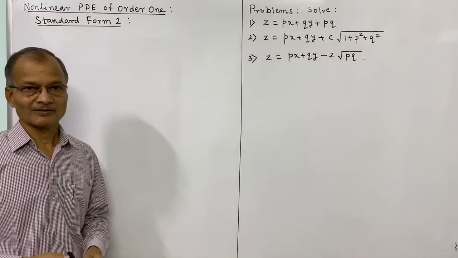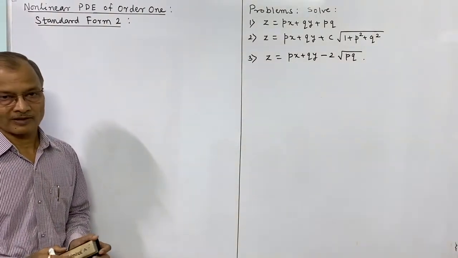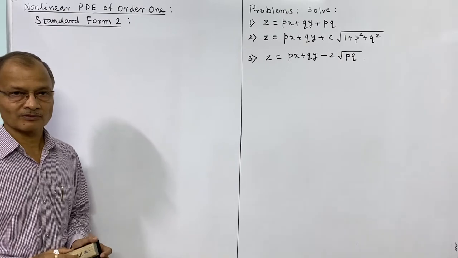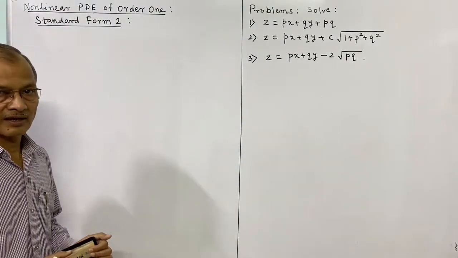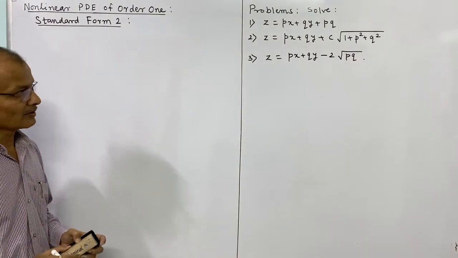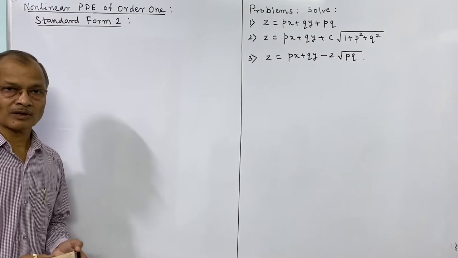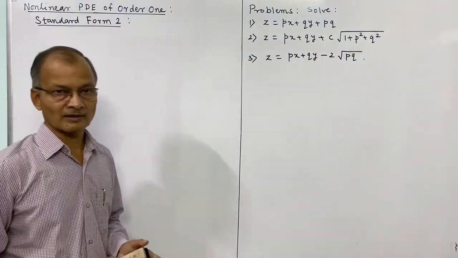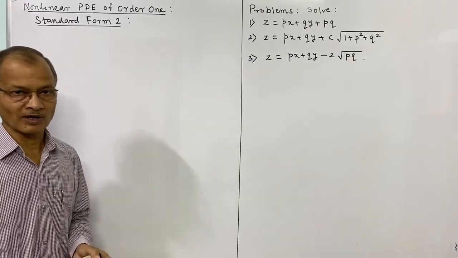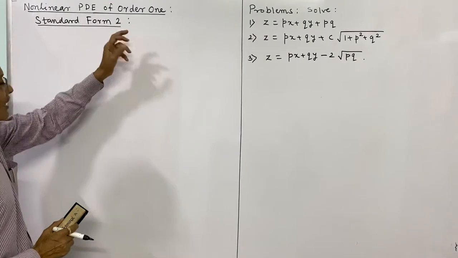Hello dear friends, we are studying nonlinear partial differential equations of order 1 and the different forms we have to study. Last time we studied standard form 1 and obtained a method to solve that type of equation, where complete integral and general integral exist. Singular integral does not exist for standard form 1. Today we shall study the second standard form, form 2.